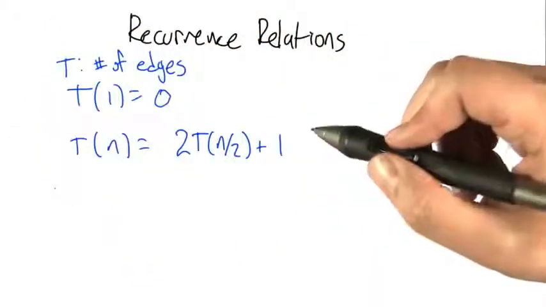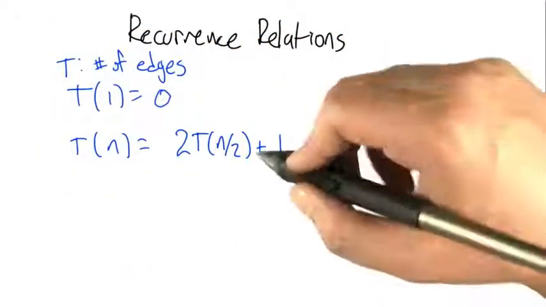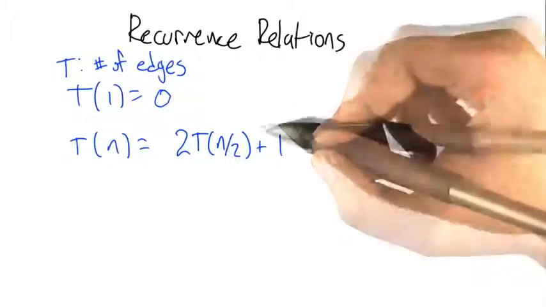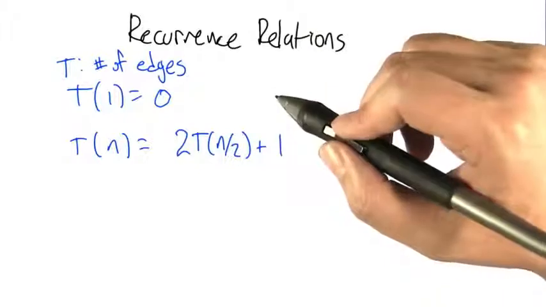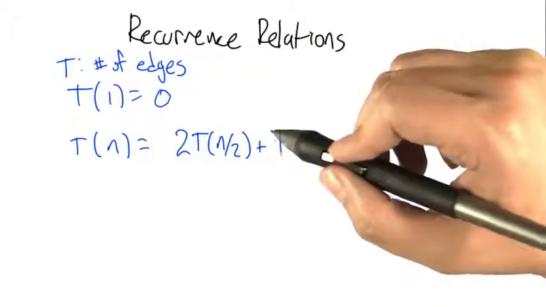So this now is a recurrence relation for the number of edges. Now, we know already what this is going to be. There's going to be n minus 1 edges in a tree with n nodes. Let's go through this process anyway of solving a recurrence relation, because this is going to be a useful tool.